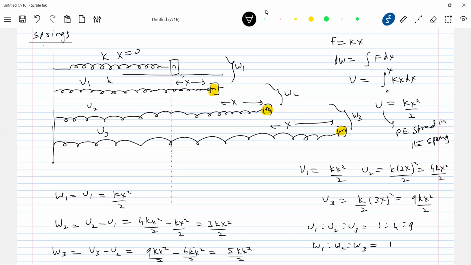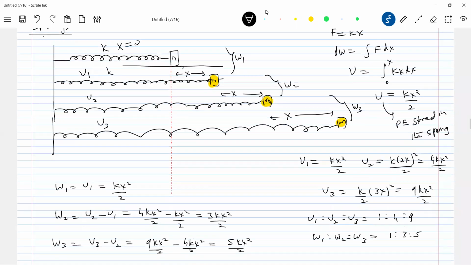Work done will be 1:3:5. Why I picked up this situation is that to produce an elongation of x, you have to do work. To produce the same further elongation x, you have to do more work. You can see 3kx square by 2. Again, to further elongate, you have to do more work.